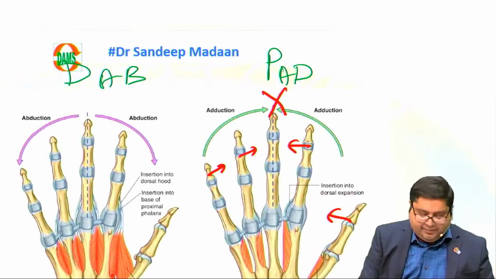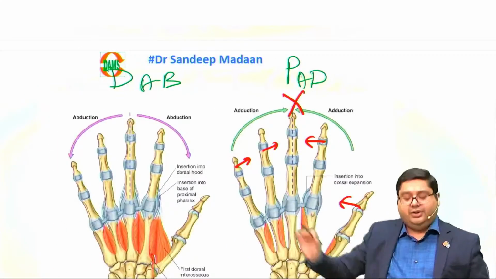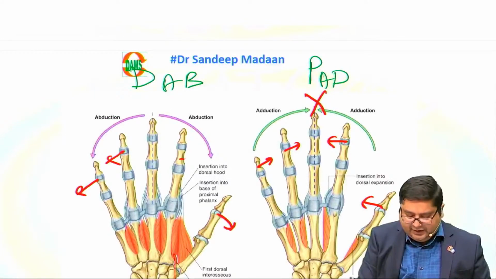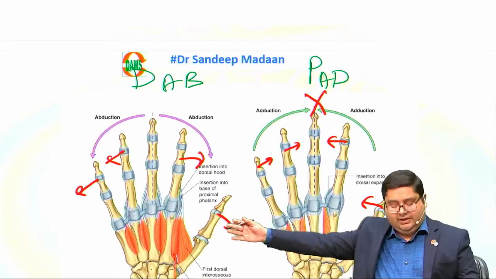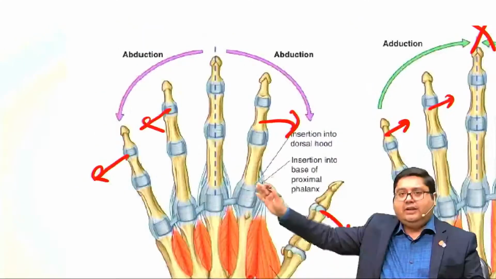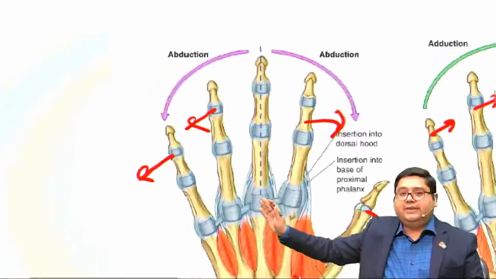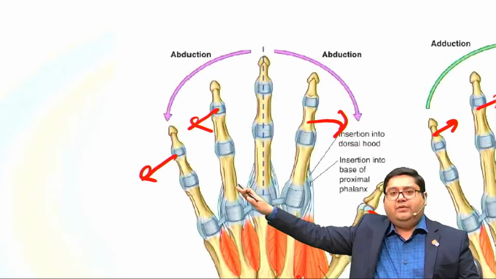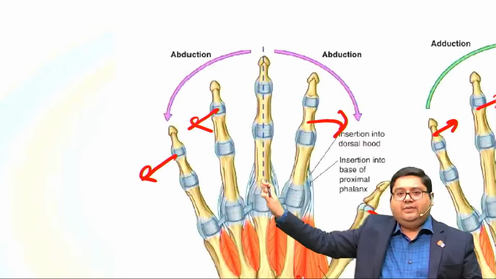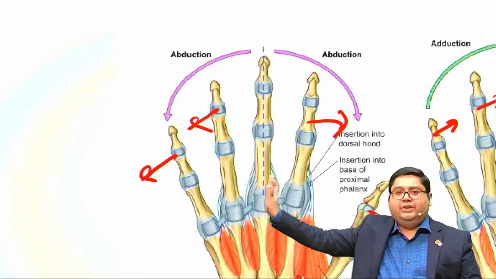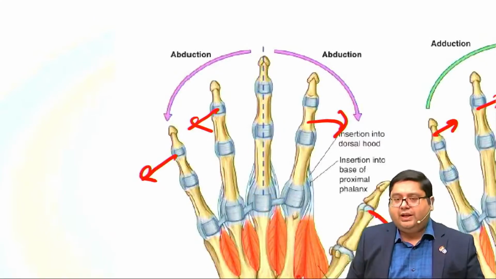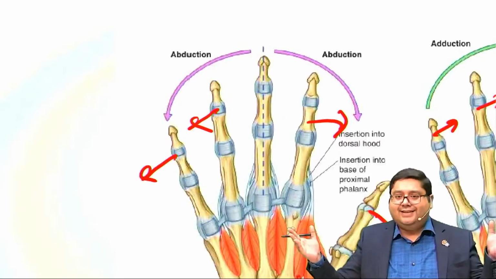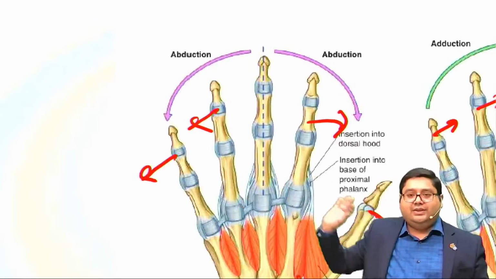But now we apply the knowledge for abduction. This finger can be abducted, yes. This finger can be abducted, yes. But the middle finger, which is already in the axis, we can't really adduct. But can you abduct? Yes. If this is the middle finger, you move it this way or this way, it is away from the axis. Can you see? Axis is fixed here. It cannot be adducted, but it can be abducted on both sides.